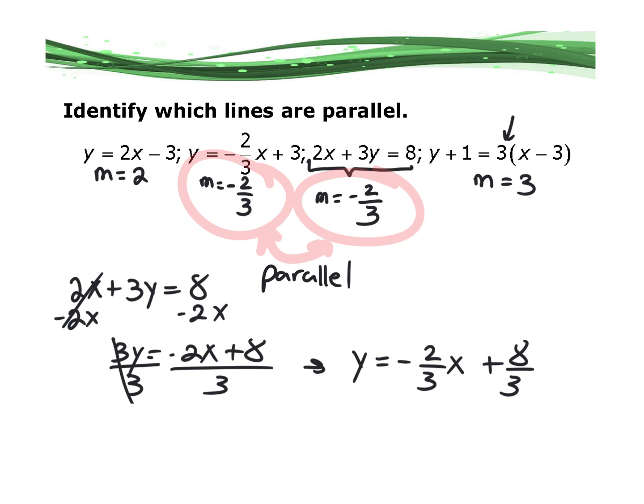And then I can look at the other two slopes, which are 2 and 3. They're not the same, so those lines are not parallel to each other. So the only two lines that are parallel are the ones that I circled in red. Now, since the y-intercept is different, this y-intercept is 8 over 3, and this y-intercept is 3, I'm able to tell that they are parallel because they don't have the same starting point.